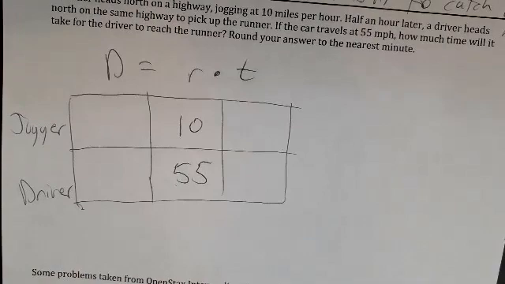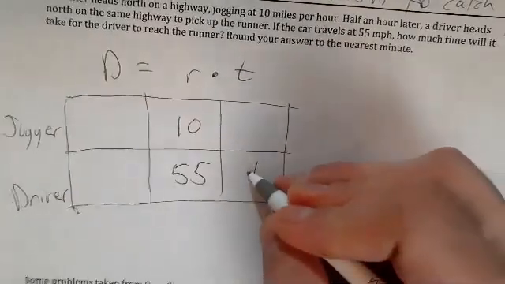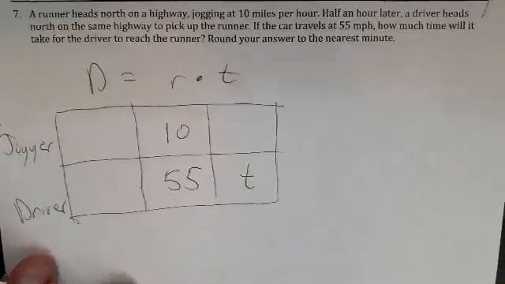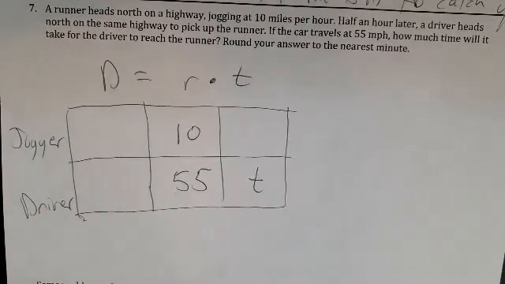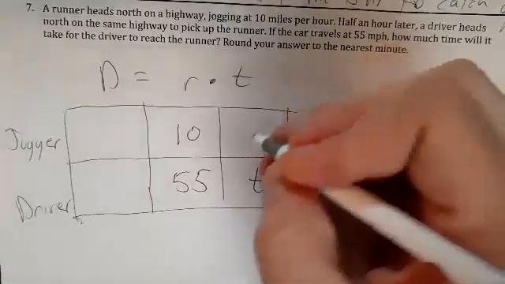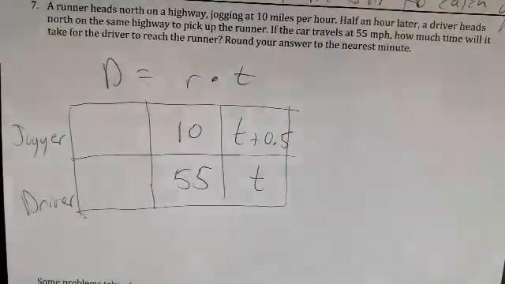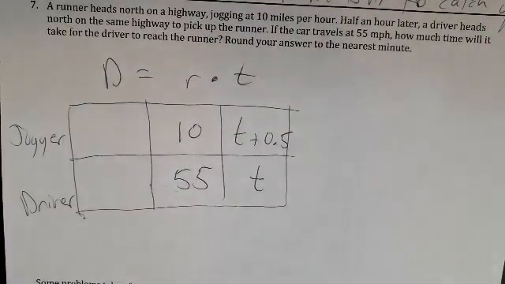We want to know how long it will take the driver to reach the runner. So the person's time who we want to figure out is the driver. So the easiest thing to do is let that thing be your t. Now the jogger was on the road for half an hour more than the driver was. He has a head start on the driver.